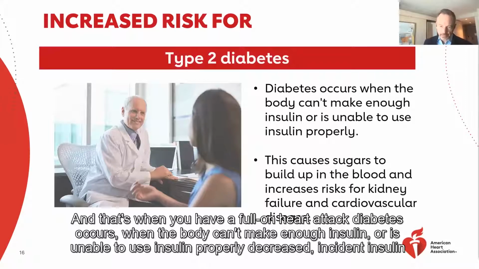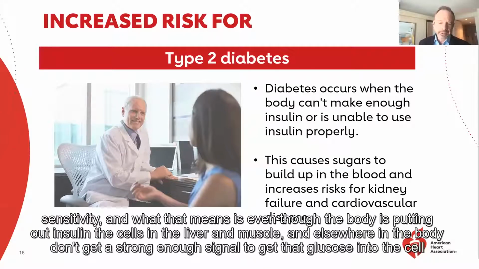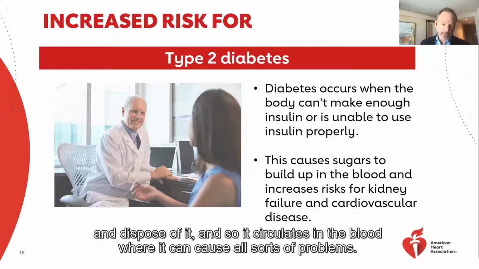Diabetes occurs when the body can't make enough insulin or is unable to use insulin properly, decreased insulin sensitivity. And what that means is even though the body is putting out insulin, the cells in the liver and muscle and elsewhere in the body don't get a strong enough signal to get that glucose into the cell and dispose of it. And so it circulates in the blood where it can cause all sorts of problems.